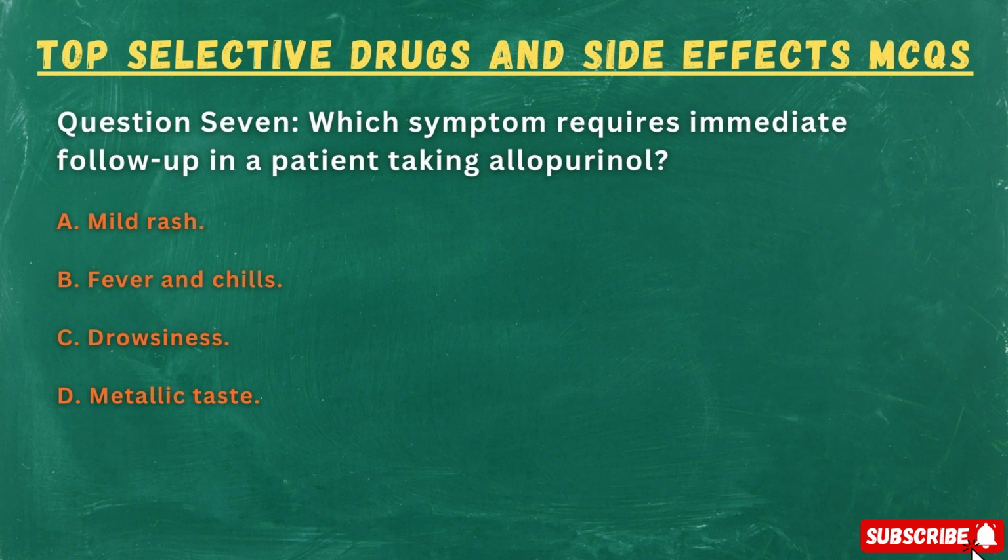Question 7. Which symptom requires immediate follow-up in a patient taking allopurinol? A. Mild rash. B. Fever and chills. C. Drowsiness. D. Metallic taste. Answer: B. Fever and chills.